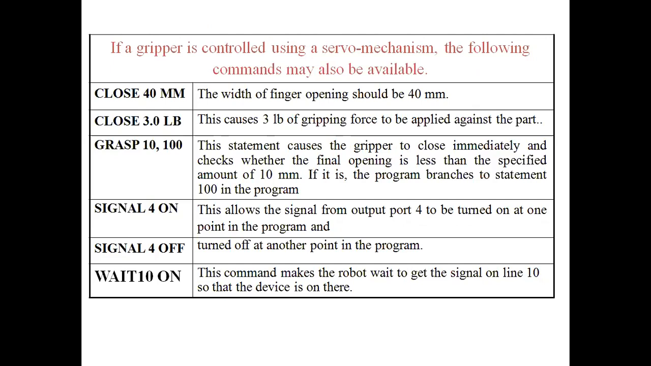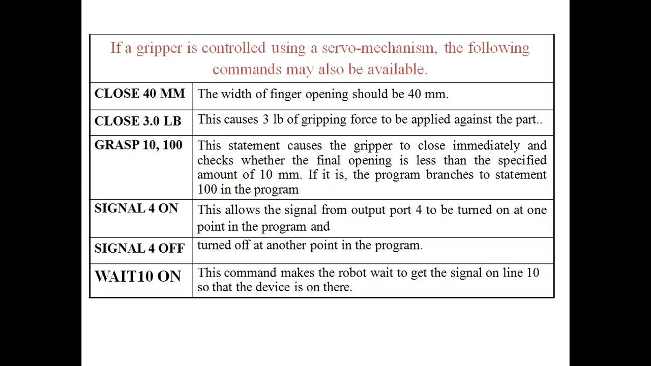So the gripper, which is controlled using a servo mechanism, we have to use the following commands. So now, open 40. So that is the opening should be of 40 mm. Similarly, when close, we have to apply gripping force. So grasp we know. That is, if the final opening is less than the specified value, it has to branch to the program. So it will allow the signal from the output port to be turned on or off.